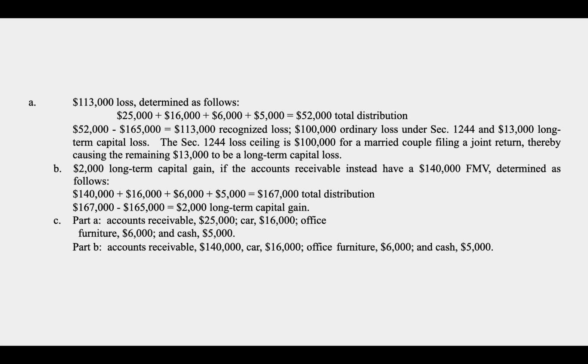So we have a $113,000 recognized loss. We treat $100,000 of that as ordinary under Section 1244 because it's qualified small business stock. And these people are married, so they get $100,000. The rest is going to be a long-term capital loss. Remember, we like ordinary losses because we can deduct all of it against ordinary income. If it was only a capital loss and we had no capital gains to offset it, as an individual, they could only deduct $3,000 against ordinary income.